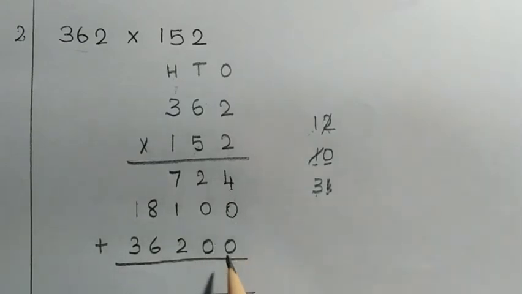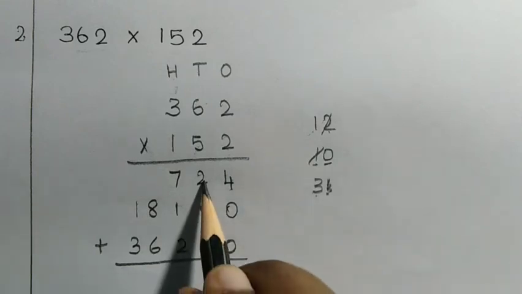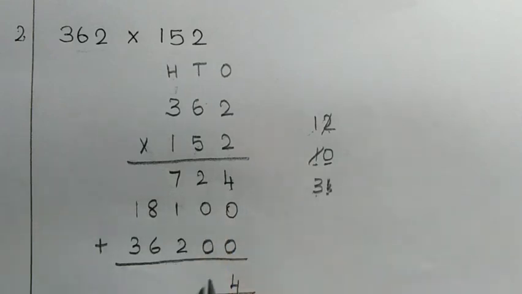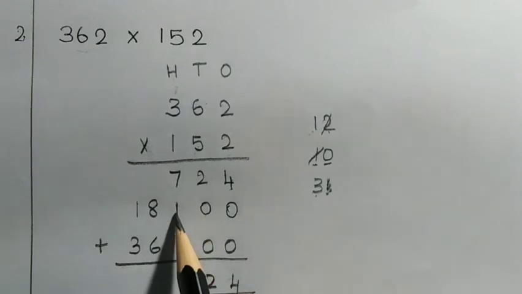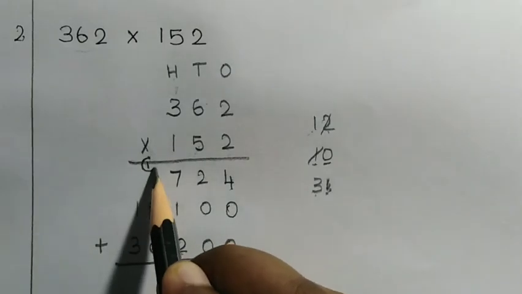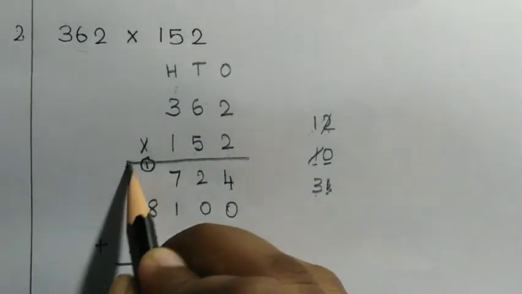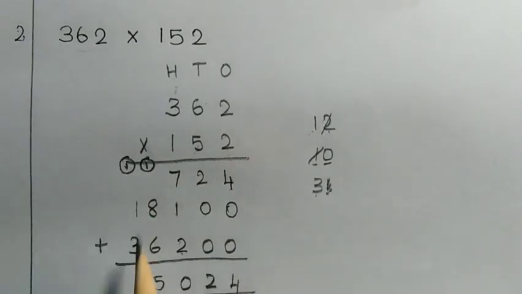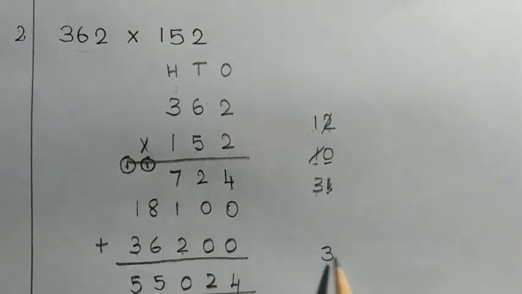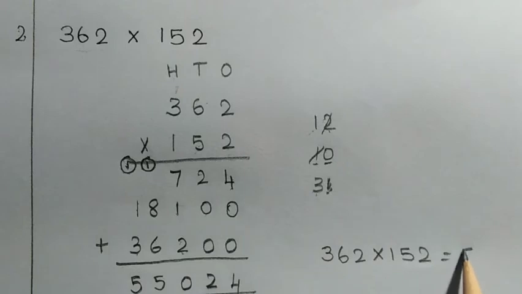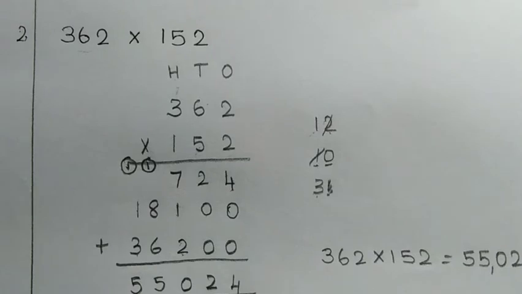4 plus 0, 4. 2 plus 0, 2. 7 plus 1, 8. 8 plus 2, 10. 1 goes to the carryover. 8 plus 6, 14 plus 1, 15. 1 goes to the carryover. 1 plus 3, 4 plus 1, 5. So the product of 362 and 152 is equal to 55,024.